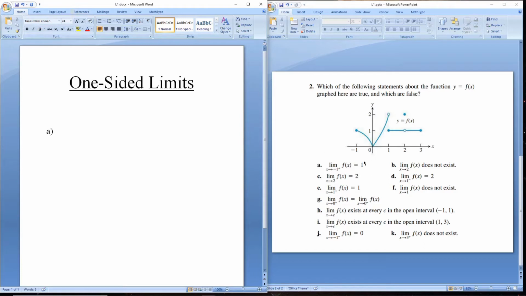So A, here's our function. We're going to approach -1 from the right. And is it true or false that this equals 1? So here's -1. We're going to approach it from the right. So that means we're going to walk along the function. And as we get closer and closer to the input, what height are we at? We're at a height of 1. So yes, it's true. Approaching -1 from the right has a limit of 1.